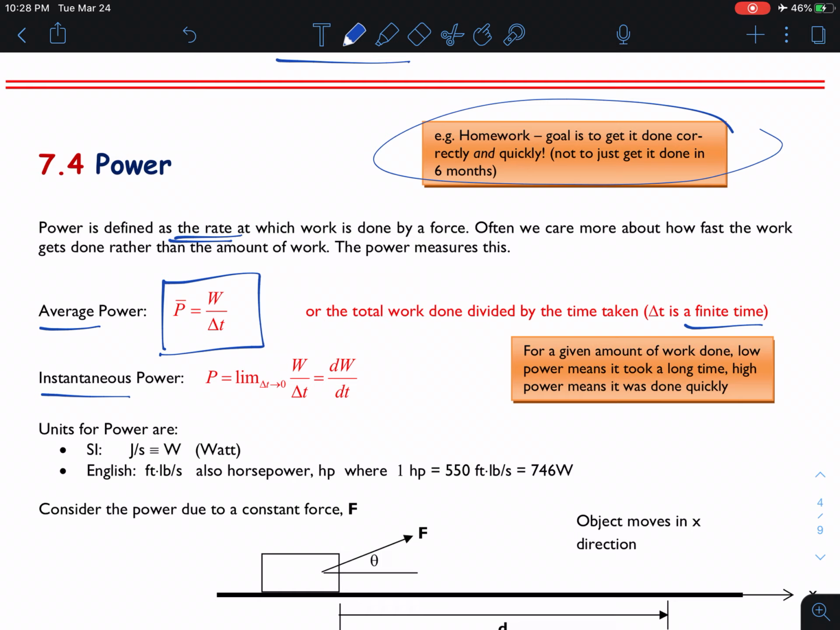For the instantaneous one, as usual, we take the limit and we get the derivative of the work done over the time. So for a given amount of work done, low power means it took a long time. High power means it was done very quickly. So what are the units? In SI units, we use watts, and that is defined by joules per second.